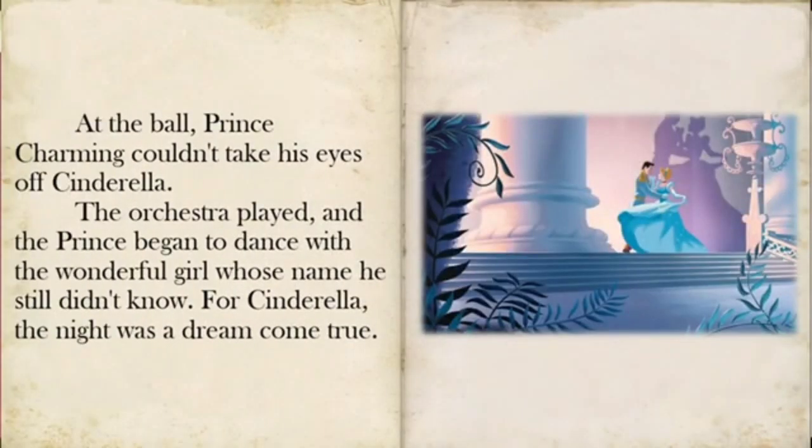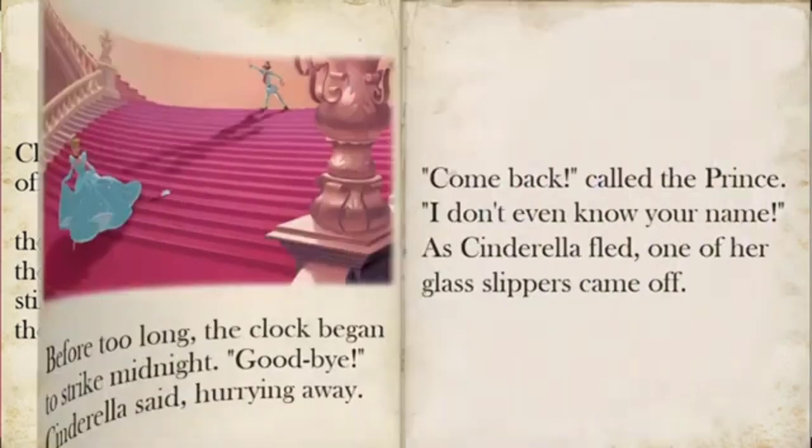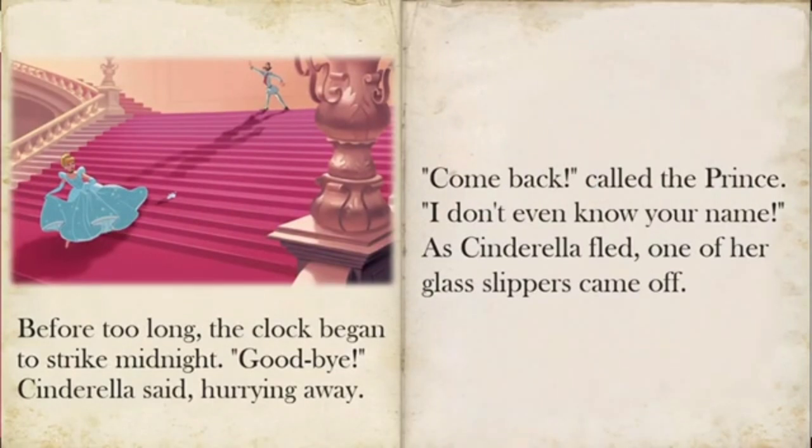At the ball, Prince Charming couldn't take his eyes off Cinderella. The orchestra played, and the prince began to dance with the wonderful girl whose name he still didn't know. For Cinderella, the night was a dream come true. Before too long, the clock began to strike midnight. "Goodbye," Cinderella said, hurrying away. "Come back," called the prince. "I don't even know your name." As Cinderella fled, one of her glass slippers came off.